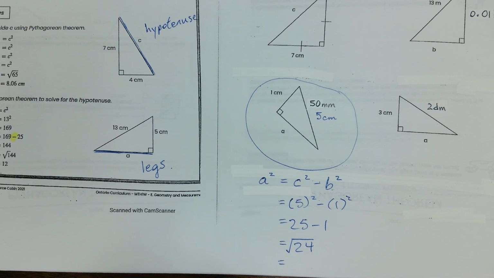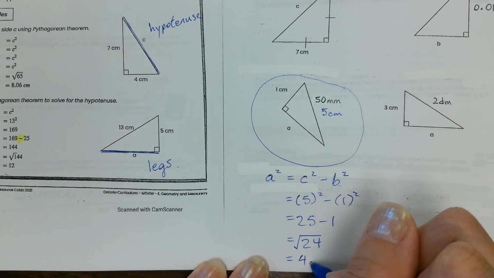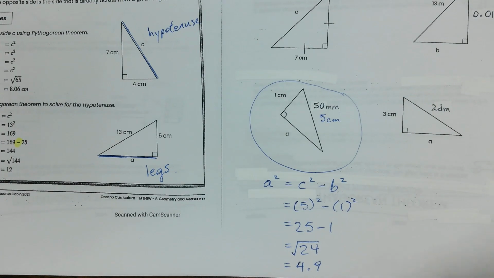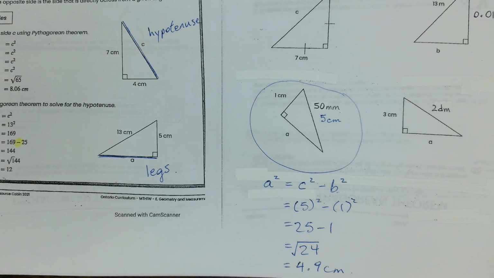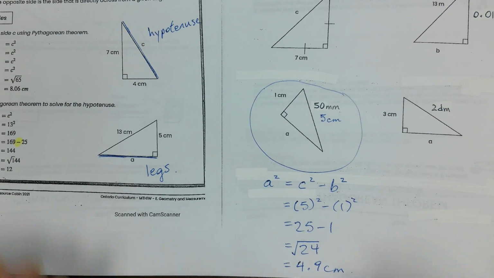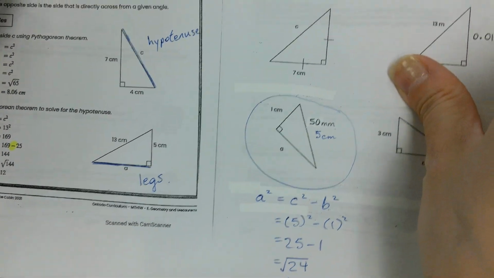So I get 4.9. What's my unit? Centimeter, because we converted it. So it's centimeter.